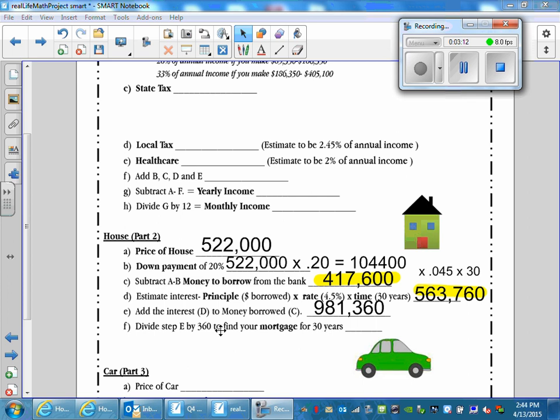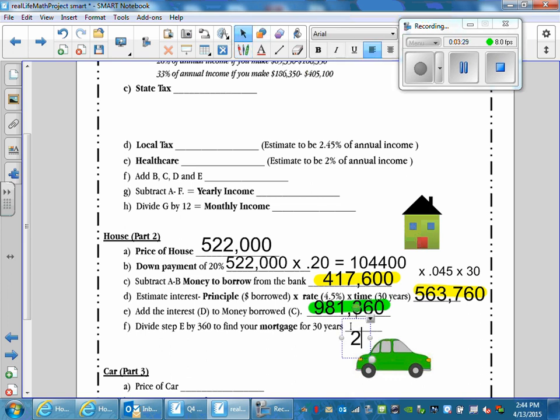30 times 12 is 360. So we're going to take this green number, your answer for E, and divide that by 360 to see what your monthly payment would be. So divide by 360, but you may not have that green number. Your green number will be different because you picked a different house than I did. So my mortgage, each month I would have to pay $2,726.